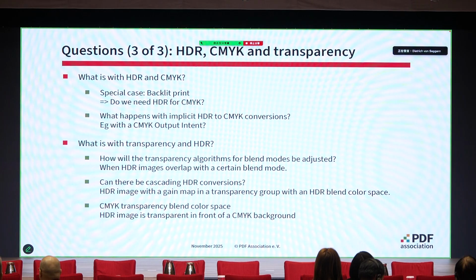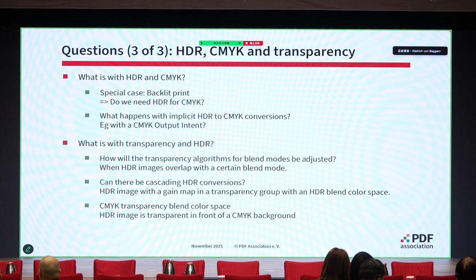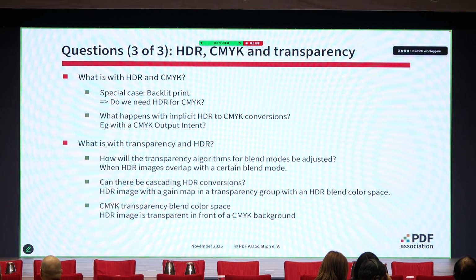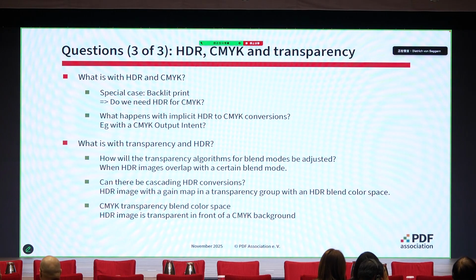And finally, the last question is probably the most complex one. In PDF, you have a broad support for transparency. So when we think about HDR in PDF, we also have to think about that. So how do we need to modify the transparency algorithms that calculate how objects interact with each other? What is the result color? If some object is transparent in front of the other, that needs to be adjusted to support HDR as well. And then, that has still to be specified.